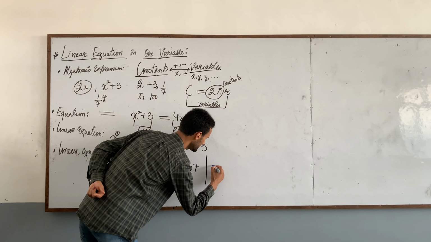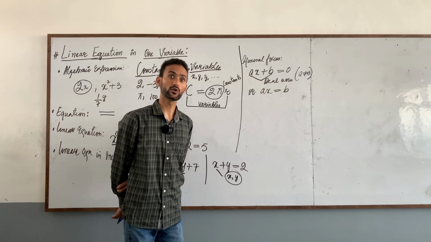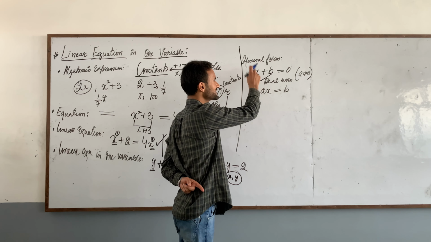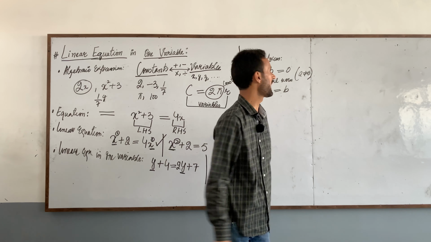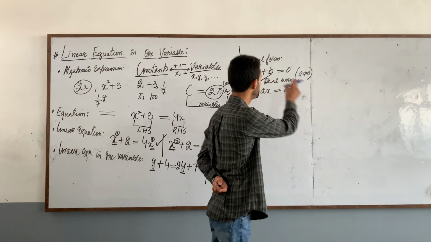Right? Here a is called the coefficient of the variable x, and x is the unknown quantity, that is the variable, and b is called the constant term. For example, if I write 2x + 7 = 0, or 2x = 10, these two are linear equations in one variable.